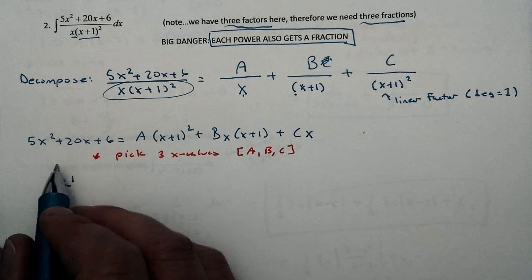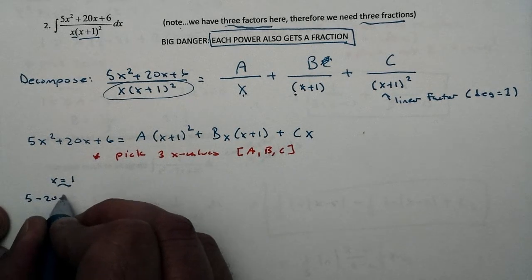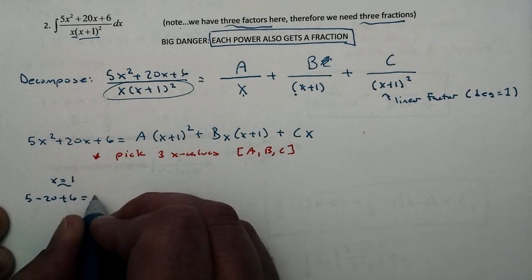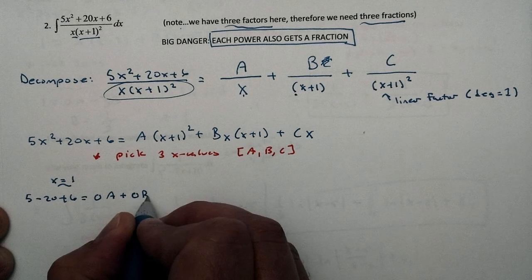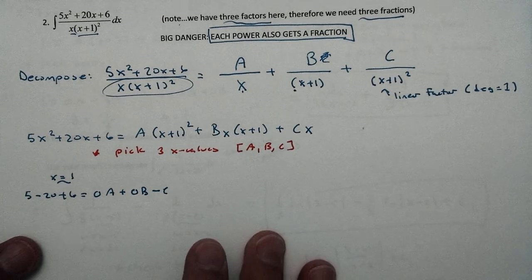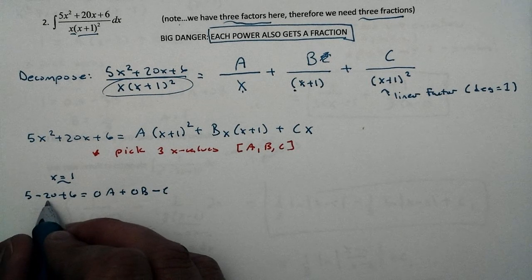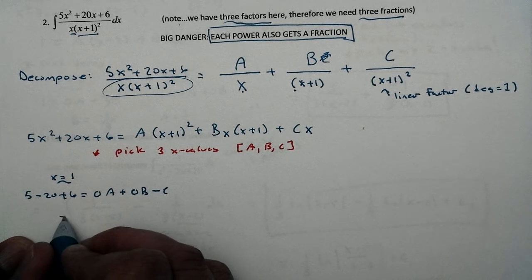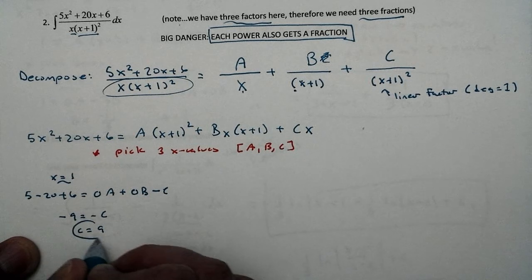right here, this is going to become 5 minus 20 plus 6 equals 0a plus 0b minus c. Be very careful. And if you solve that, what do we get here? Negative 15 plus 6. So we get negative 9 equals negative c. So c is just 9.